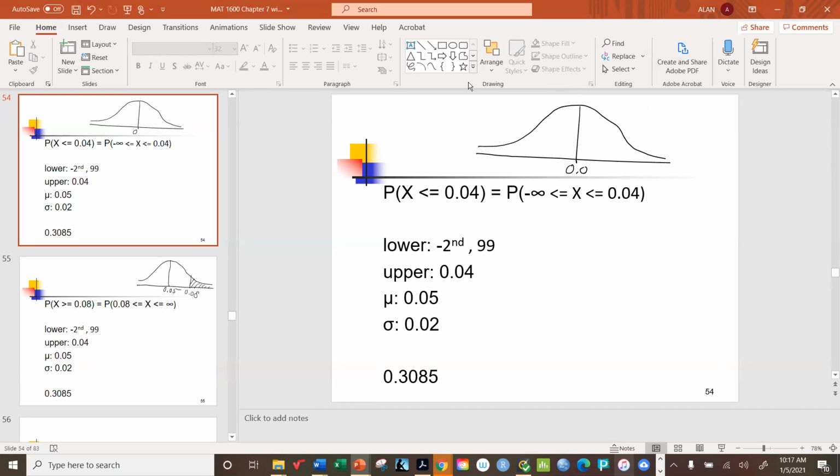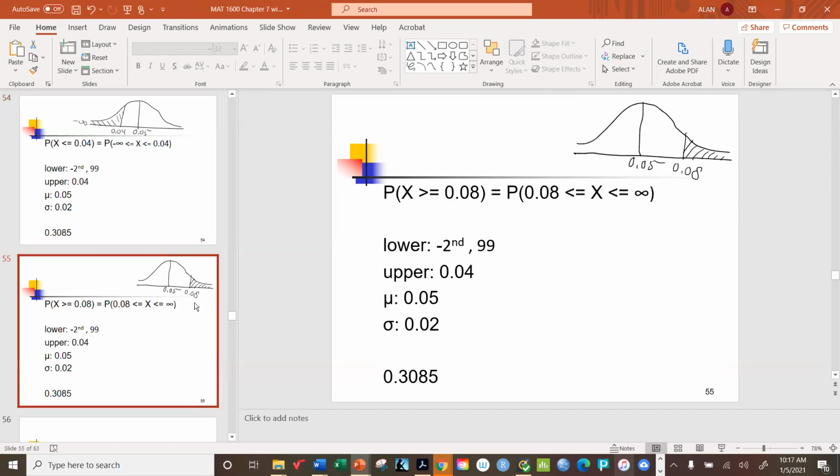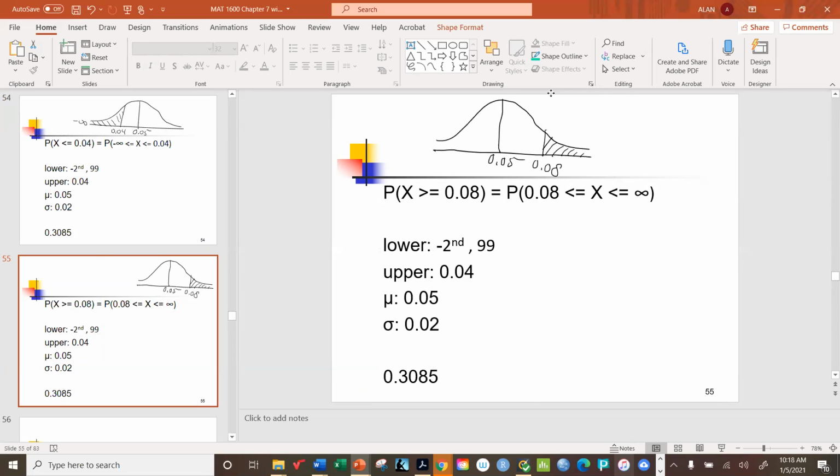So remember, the mean was 5%. We're looking for everything below 0.04, which means all the way down to negative infinity. Whereas here, we're going up to positive infinity. So the interval we're looking at is everything between 0.08 and positive infinity. Now the lower limit is 0.08.